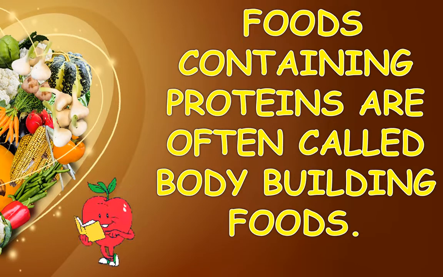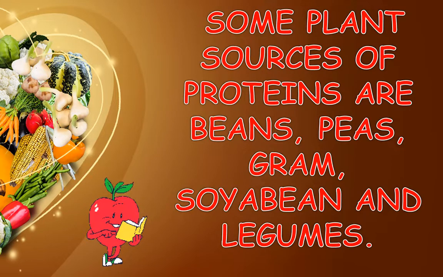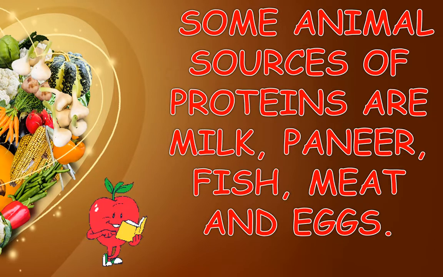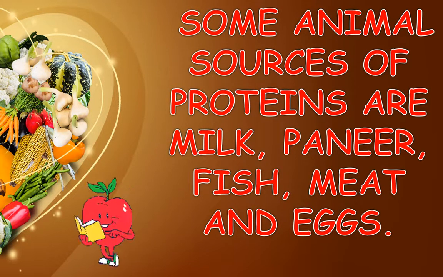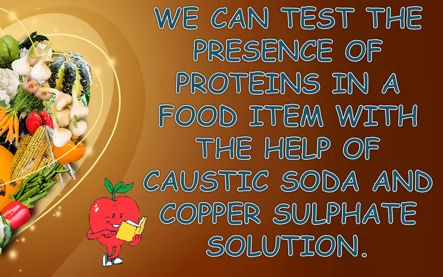Foods containing proteins are often called bodybuilding foods. Some plant sources of proteins are beans, peas, gram, soya bean and legumes. Some animal sources of proteins are milk, paneer, fish, meat and eggs. We can test the presence of proteins in a food item with the help of caustic soda and copper sulfate solution.